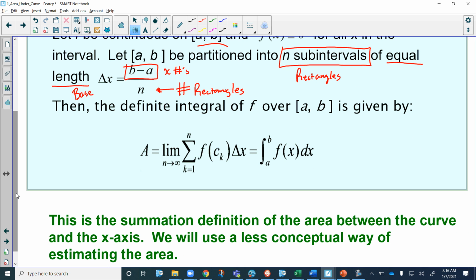And this, at the bottom, is just representing that we're using a summation, where we're taking the sum of all of these rectangles. And ideally, what we're thinking about is that as the number of rectangles approaches infinity, that's how we identify the exact area as opposed to an approximate area.